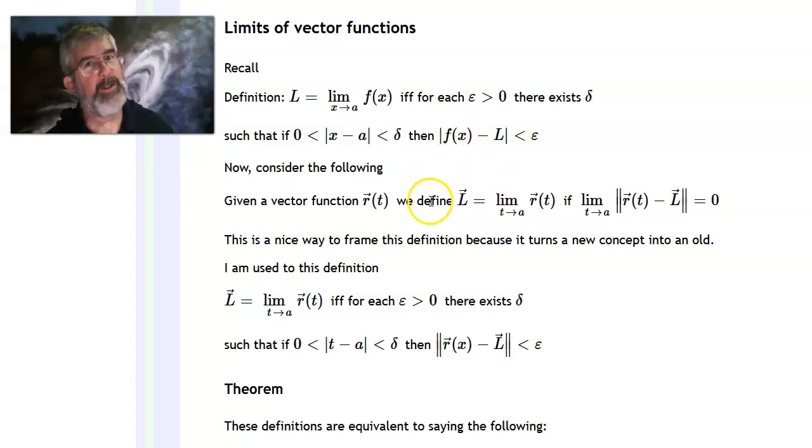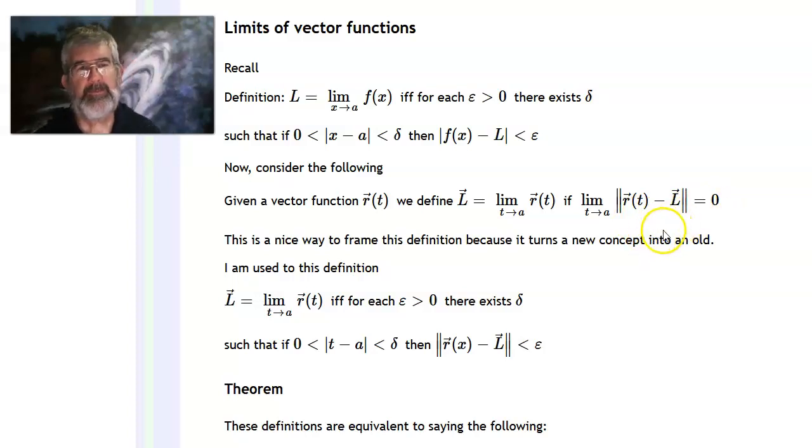Now consider the following definition for the limit of a vector valued function. Given a vector valued function r of t, we define that the vector L is the limit of r of t as t goes to a if the limit as t goes to a of the norm, the length of r of t minus L, is equal to 0. Right? This is saying that r of t is getting close to L. The length of the difference between them is getting close to 0.